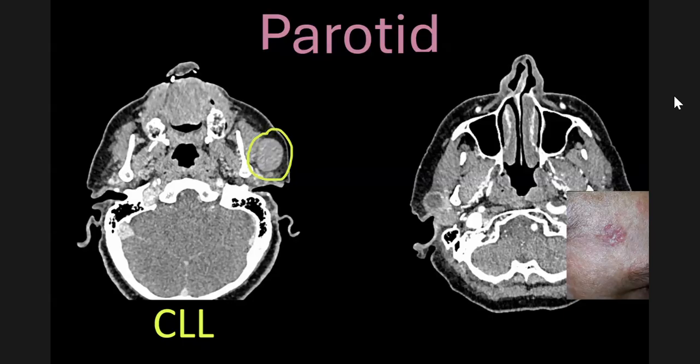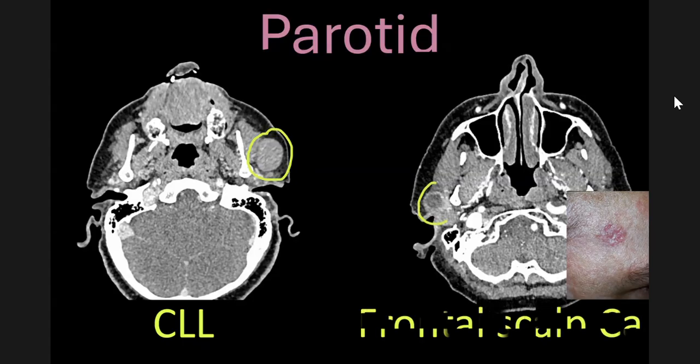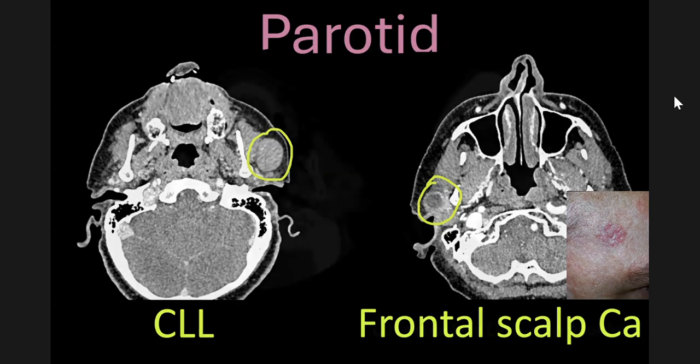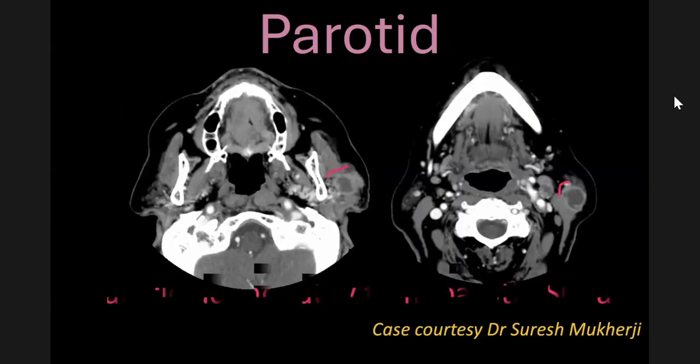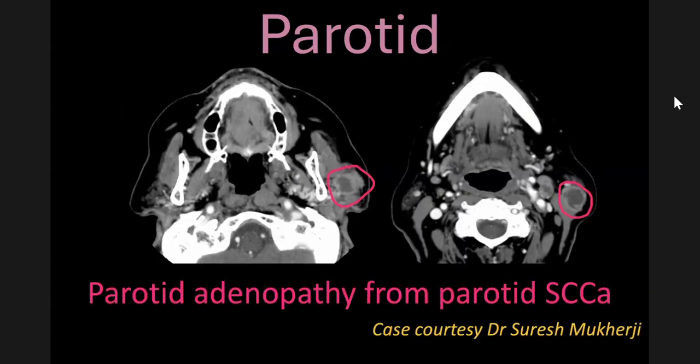So here we have an example of a parotid lymphadenopathy in a person who has CLL, and then these lymph nodes can be enlarged in local malignancy. So scalp cancer can lead to enlargement, depending on their draining area. So this is a frontal scalp cancer patient with a pre-auricular necrotic lymphadenopathy. Then they can also be enlarged in parotid malignancies. So parotid malignancies can definitely drain into the parotid lymph node. So here's an example of that.